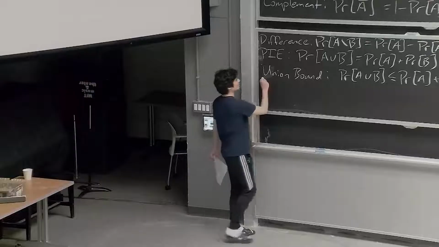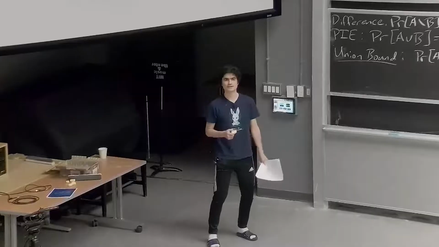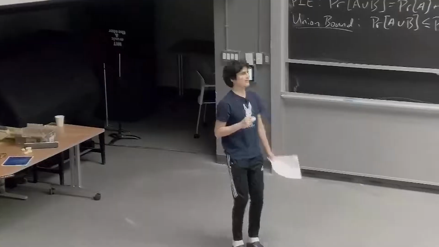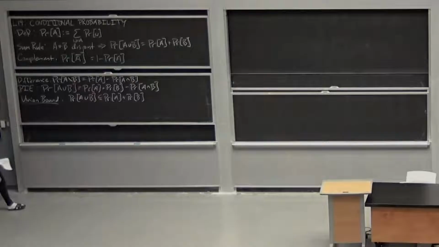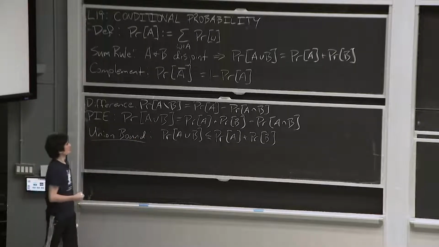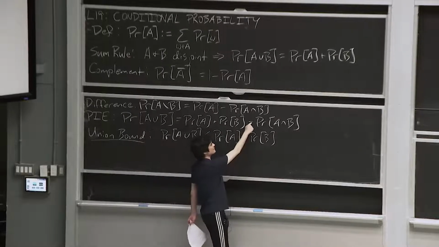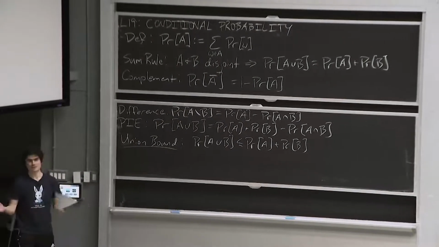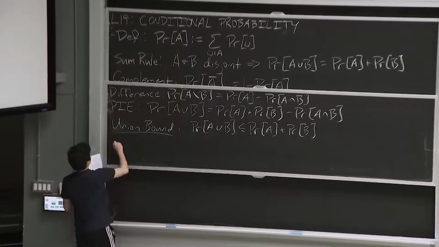So can anybody give a reason why the union bound might be true? Yeah. So the answer was the probability of the intersection is non-negative, right? So if we just take PIE, this holds with equality, and if we just get rid of this negative term here, we can only increase the probability, because all probabilities have to be between 0 and 1. Okay. We also have monotonicity.